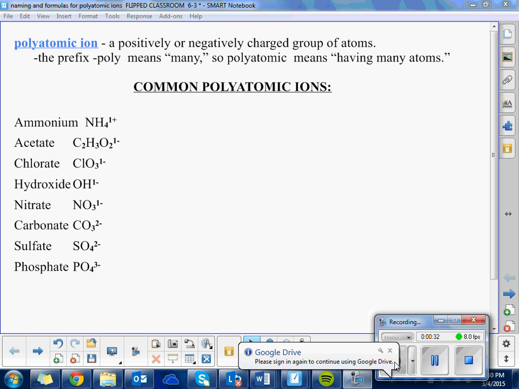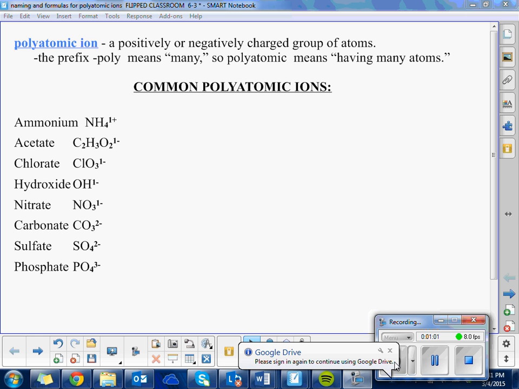Polyatomic ions are a group of atoms. So they're together as a group, and they, as a group, have a charge. This shows some common polyatomic ions that you are going to have to know. And it shows the name ammonium, it shows the formula NH4, and it shows the charge being 1+. And you can see the rest of those there. So these are ones that you're going to have to know and you will be using very often.